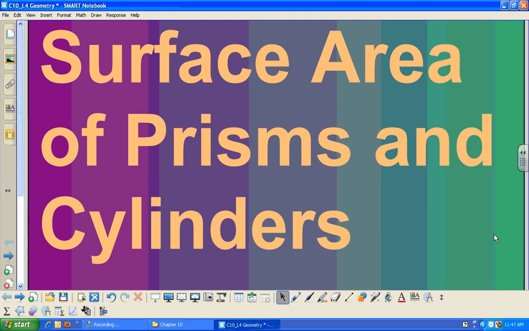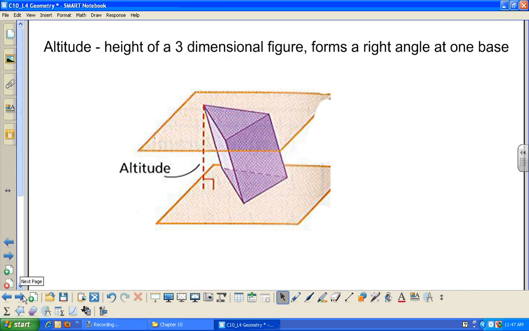Surface area of prisms and cylinders. Before we get into surface area, you have to know that altitude is the height of a three-dimensional figure and it forms a right angle at one base. It will always form a right angle. It's only the altitude if it forms a right angle.